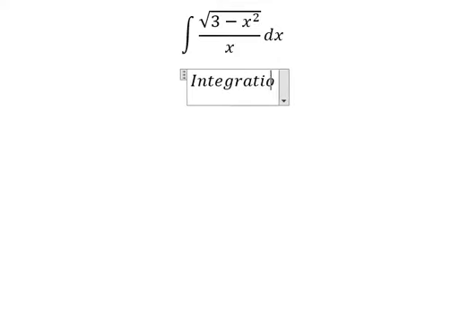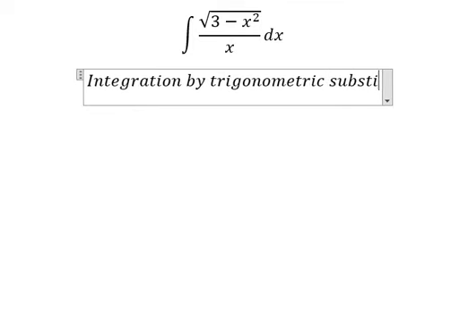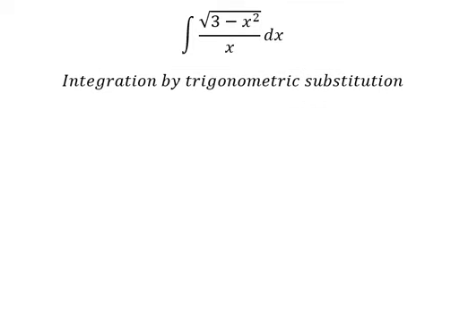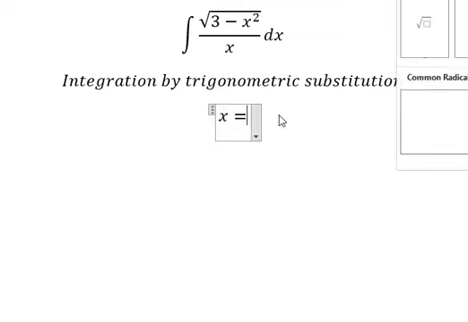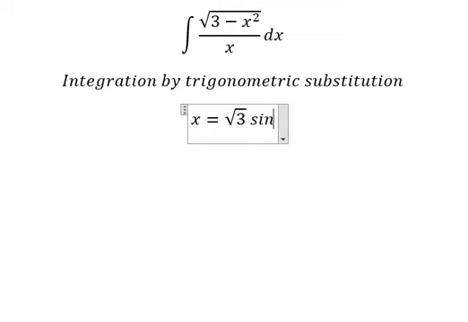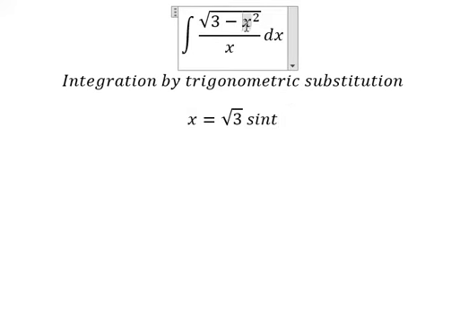We need to use integration by trigonometric substitution. So I will put s equals the square root of 3 sine t, because if I put this one here, we have 3 sine t squared, 3, we can do factorization. 1 minus sine t squared, we change to cosine t squared.